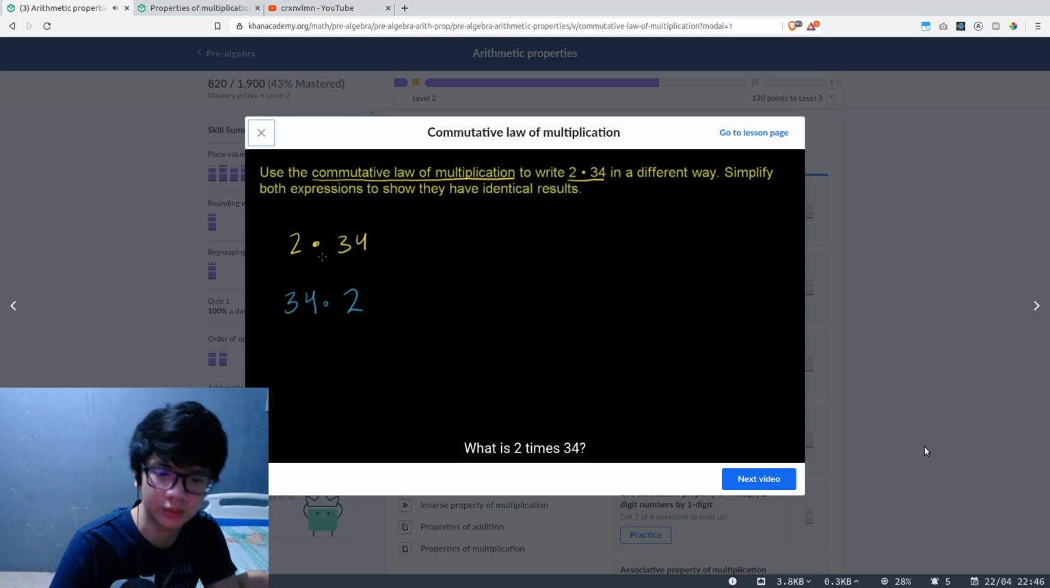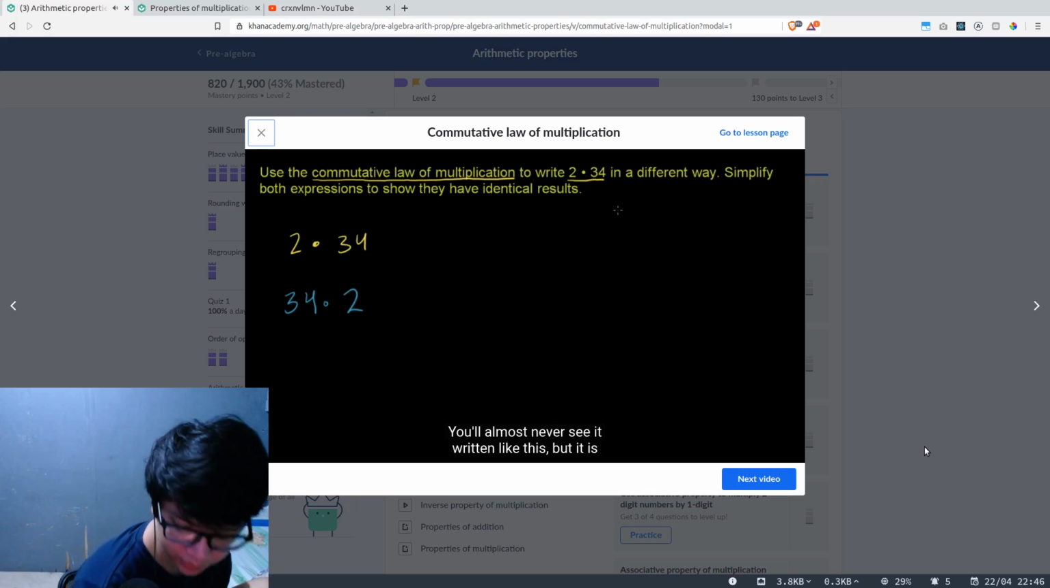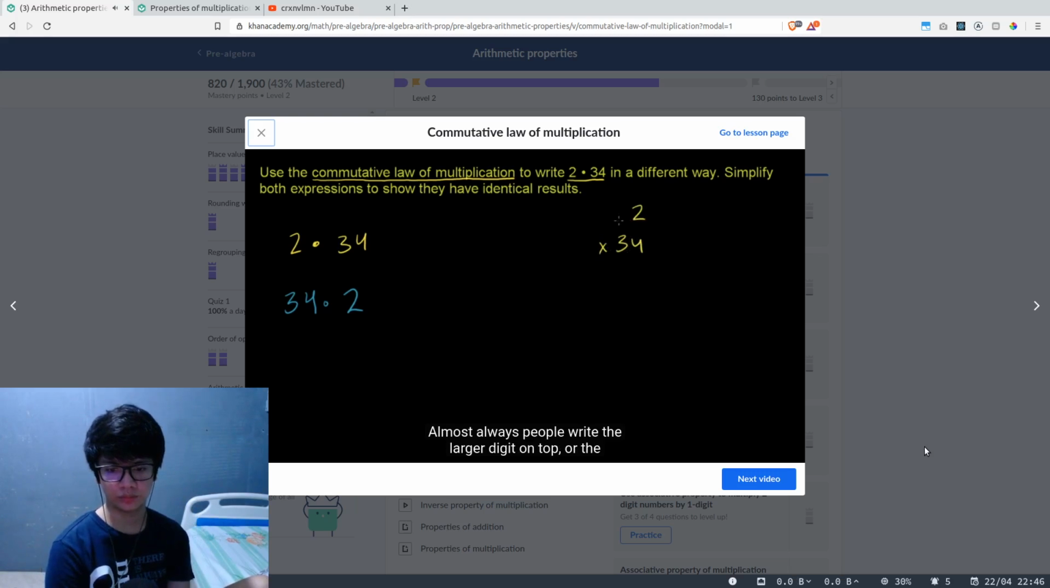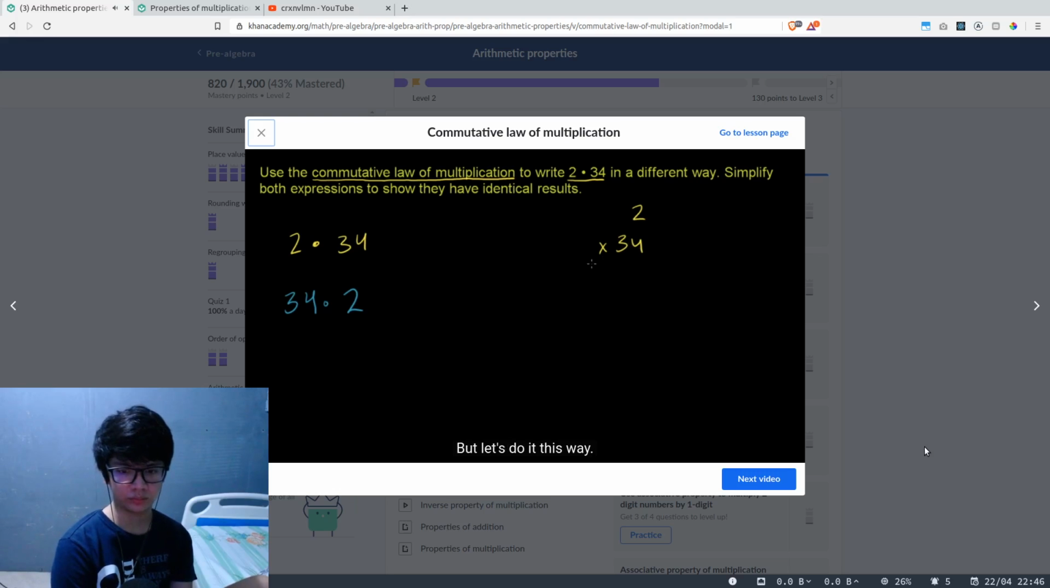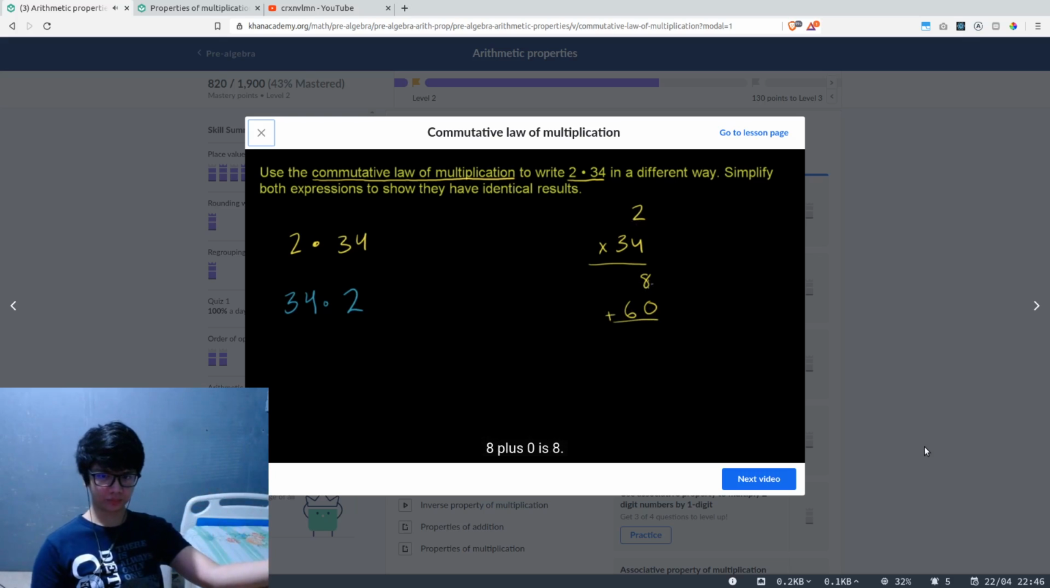What is 2 times 34? And we could write it like this, literally. You'll almost never see it written like this, but it is literally 2 times 34. Almost always people write the number with more digits on top. But let's do it this way. 4 times 2 is 8. And then we'll put a 0. 3 times 2 is 6. Or you could view it as 30 times 2 is 60. Add them together. 8 plus 0 is 8. 6, bring it down. It's not being added to anything. You get 68. So 2 times 34 is 68.